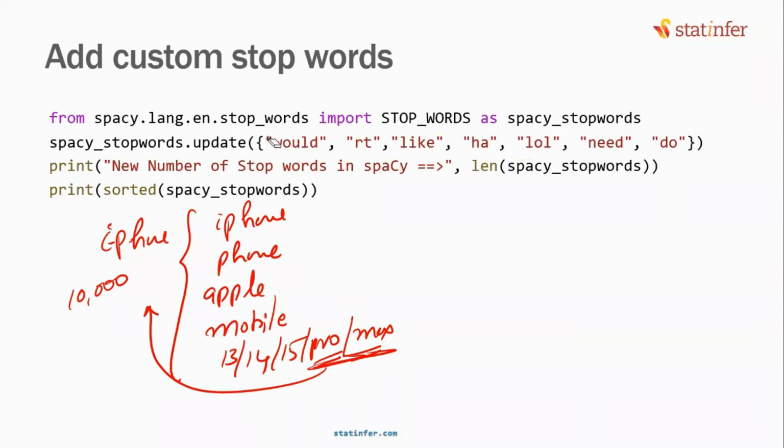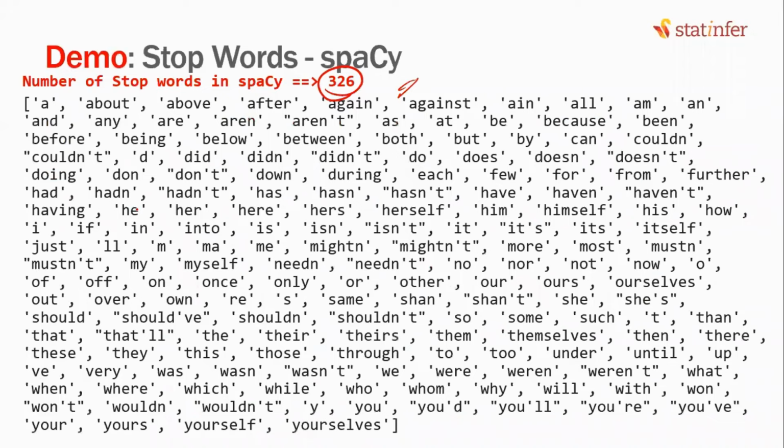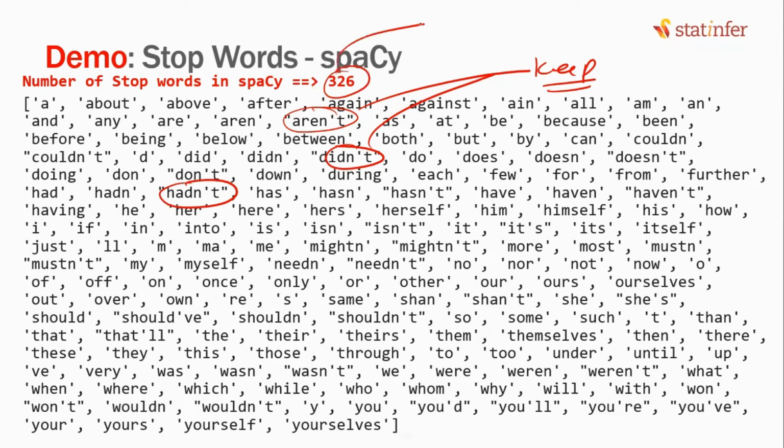So what you can do is stopwords dot update. You can update with a few words. Or if you think you want to keep some words, let us suppose these negations, if you look at this, and or didn't, I don't want to consider them as stopwords. I want to keep these. Maybe they will help me in doing the sentiment analysis later on. If I want to keep them out of 326, I would like to consider only 320 as stopwords, or only 315 or 310. The remaining 16 words, I want to keep them. I don't want to consider them as stopwords and remove them.